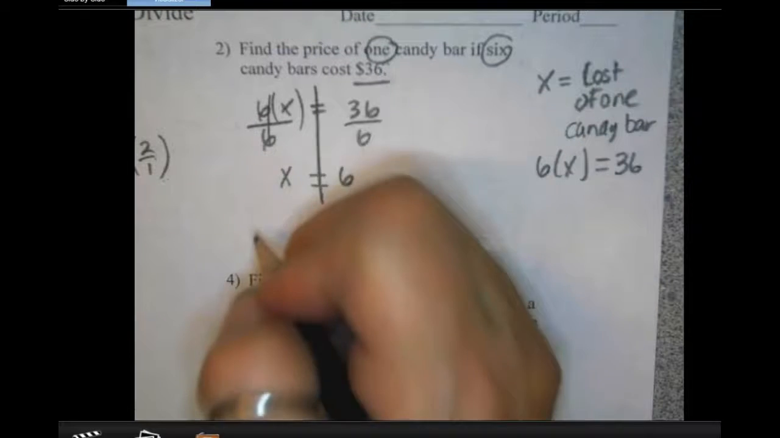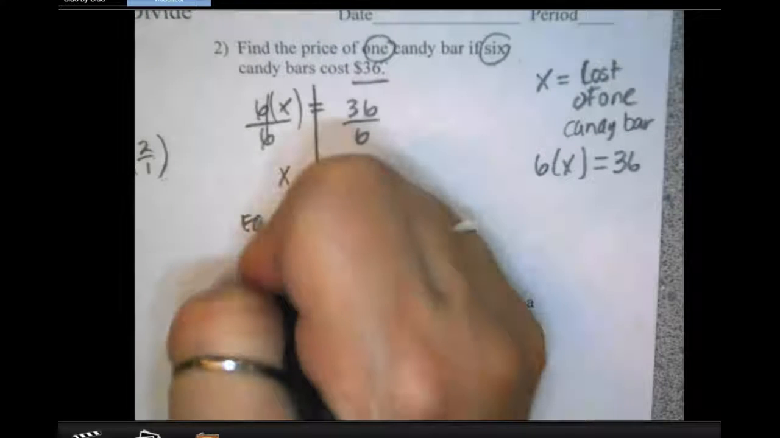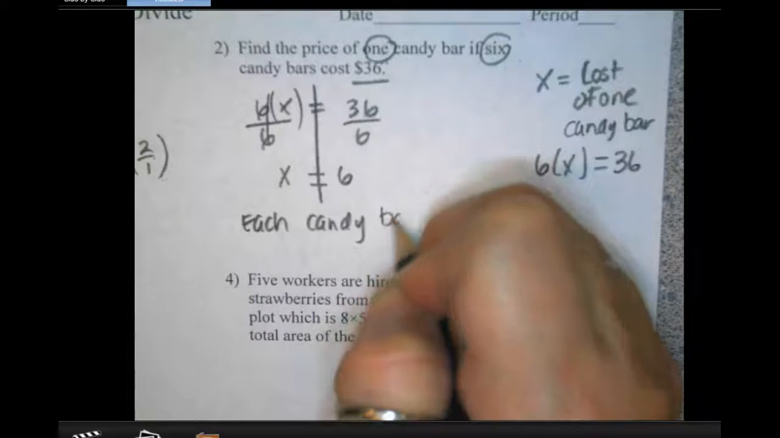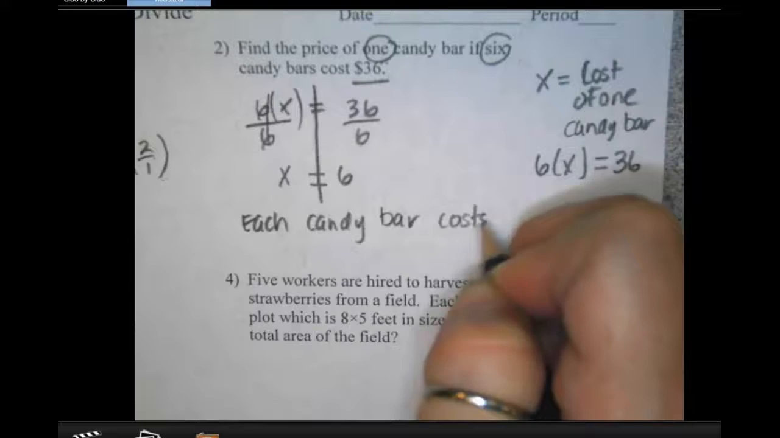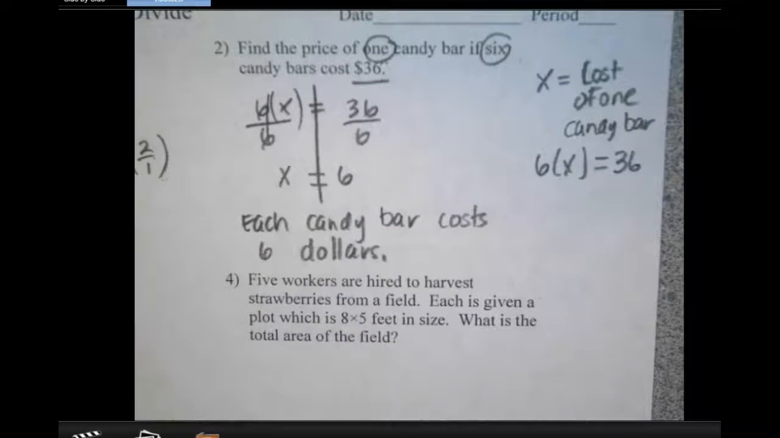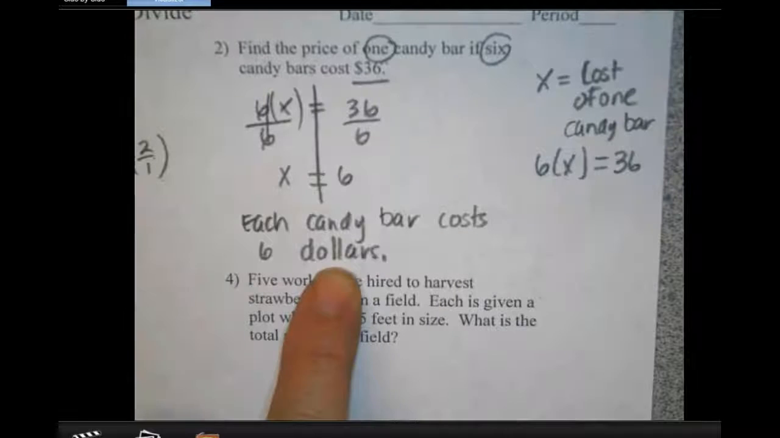See? So we're going to say each candy bar costs $6. And there's my nice sentence answer. All right?